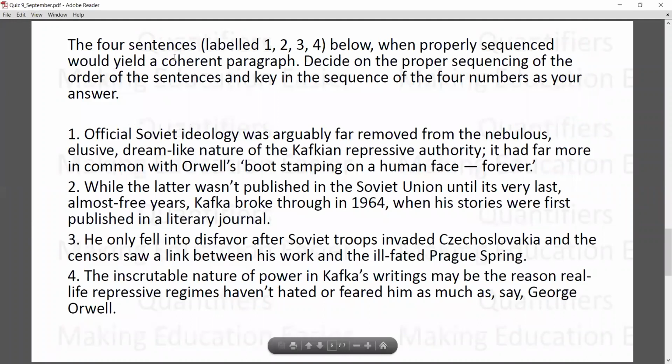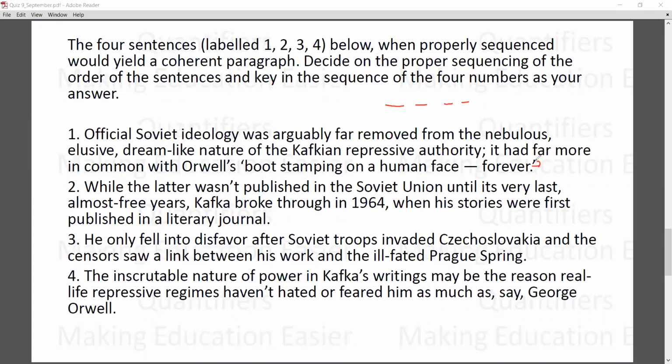Now, the 4 sentences are labeled, so you need to find out the sequence. Let's go by the same approach and find out whether any of them can be the introductory sentence. Officially, Soviet ideology was arguably far removed from the nebulous, elusive, dream-like nature of Kafkaesque repressive authorities. It had far more in common with Orwell's boot stamping on a human face forever.